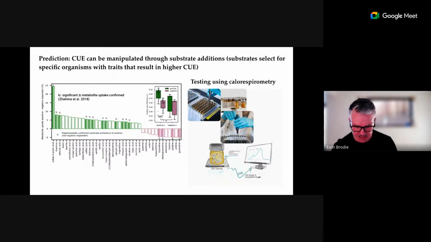So that suggests that organisms that are selected for by these root exudates are more efficient. And so we have the potential to be able to manipulate, for example, plants to produce more of these substrates, to select for microbes that are more efficient and enhance the production of soil organic matter. So this is a to be continued story. We're working on this, and we're using calorispirometry to do this. And that's basically measuring how efficiently microbes use substrates by quantifying their heat flux as they're consuming substrates and producing CO2. And I'll leave this story here.